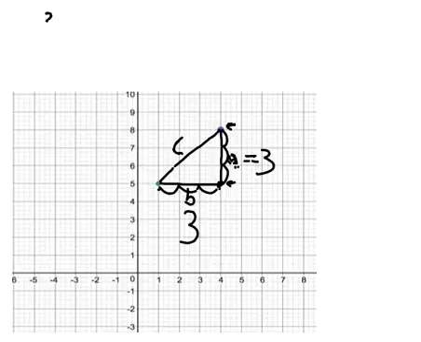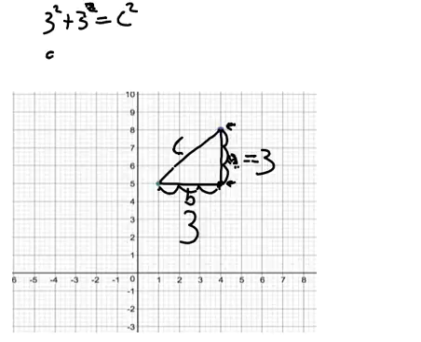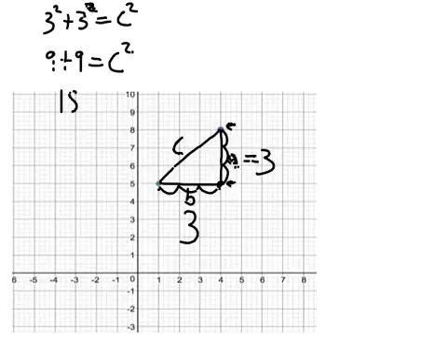So that would give me 3 squared plus 3 squared is equal to c squared. So this is 9 plus 9, which is equal to c squared. Well, 9 plus 9 is 18. Okay, so that's equal to c squared.